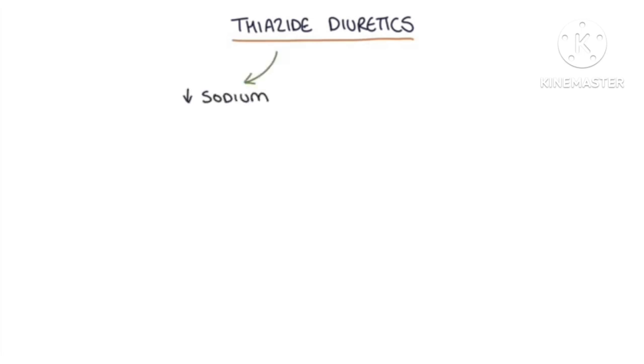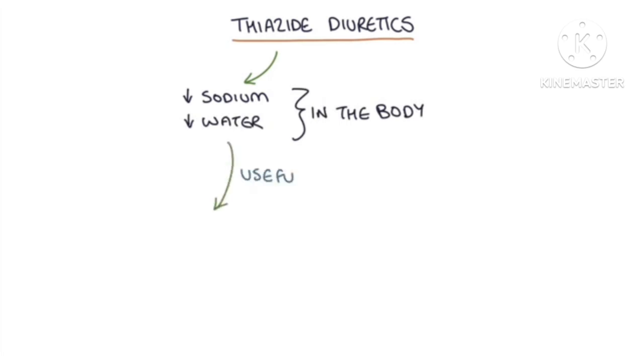In this video, I want to go through thiazide diuretics. Thiazide diuretics work to reduce the amount of sodium and water in the body, and this makes them useful for treating hypertension, or high blood pressure, and edema.